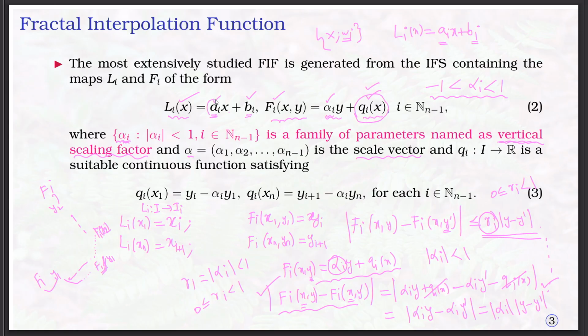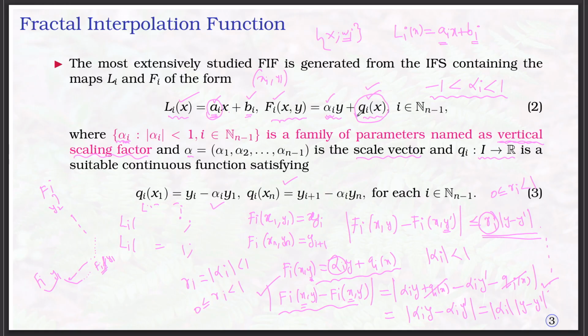Here the a_i contracts the data points. With x_i, y_i as a data point, it contracts the whole interval into a sub-interval in the x direction, and b_i just shifts the interval to the right or left. Likewise, here q_i is a suitable continuous function from I to R. It must satisfy these two conditions.